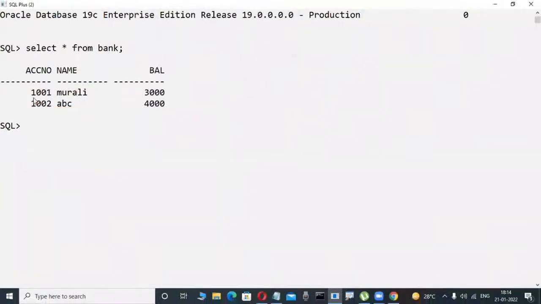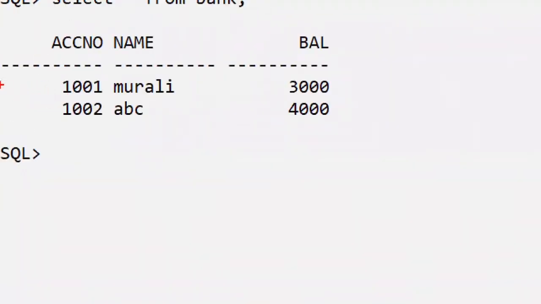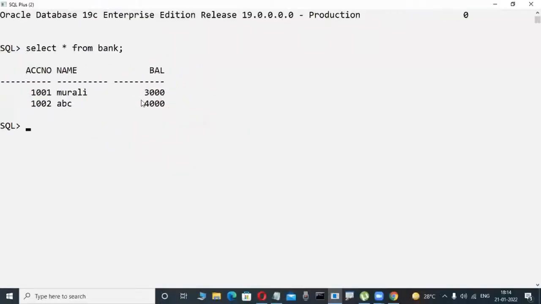Suppose this data, observe it for one minute only. 1001 is an account number. My name is Murali. I'm an account holder. My balance is how much? 3000 is there. Observe it here, my balance is 3000, for example. Now check out this scenario. Slowly observe it here.